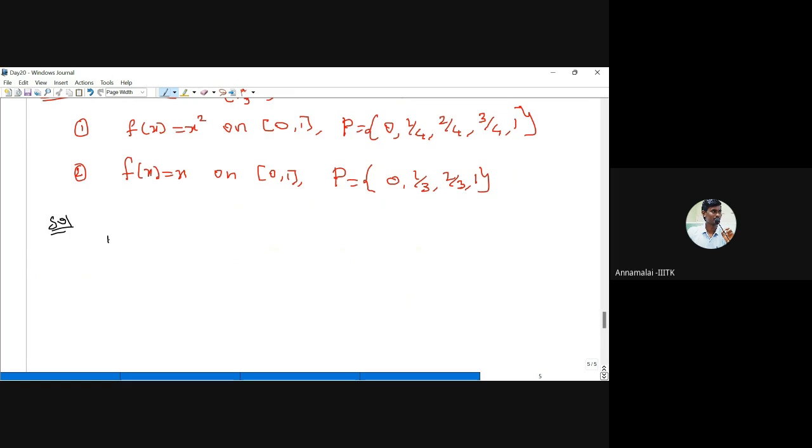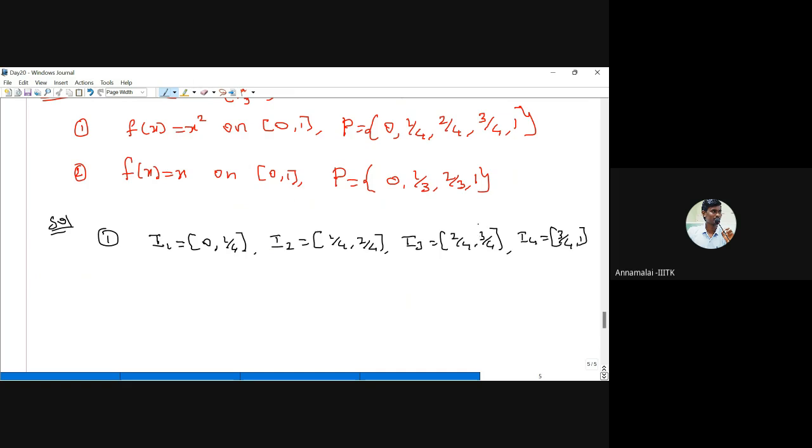Okay, solution. Now, what are the subintervals? For the first problem, I1 is the subinterval 0, 1 by 4. Another subinterval is 1 by 4, 2 by 4. I3, another subinterval, is 2 by 4, 3 by 4. And then I4 is 3 by 4, 1.